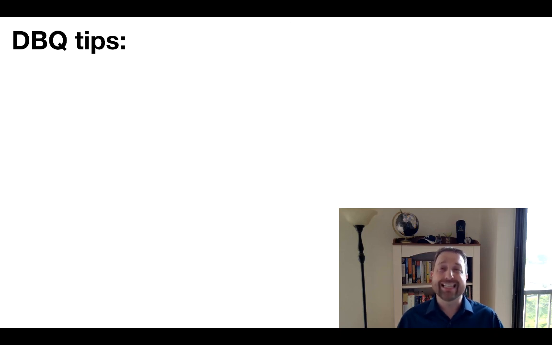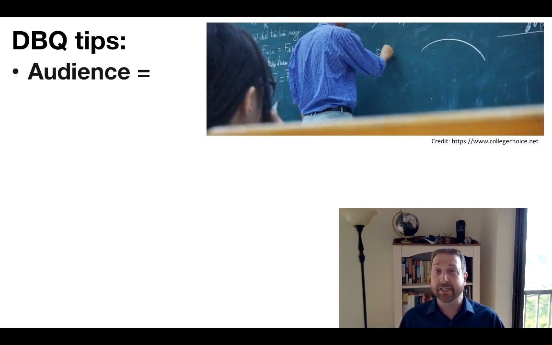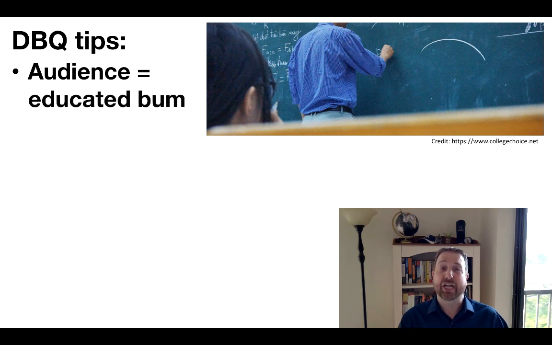Okay, so who is the intended audience? Now you may initially say, oh, it's an AP reader. But in actuality, it is an educated bum. Now hear me out. It's somebody who is knowledgeable of general information, but unknowledgeable of your specific topic. As the writer, you must convince the reader that you know what you are talking about.